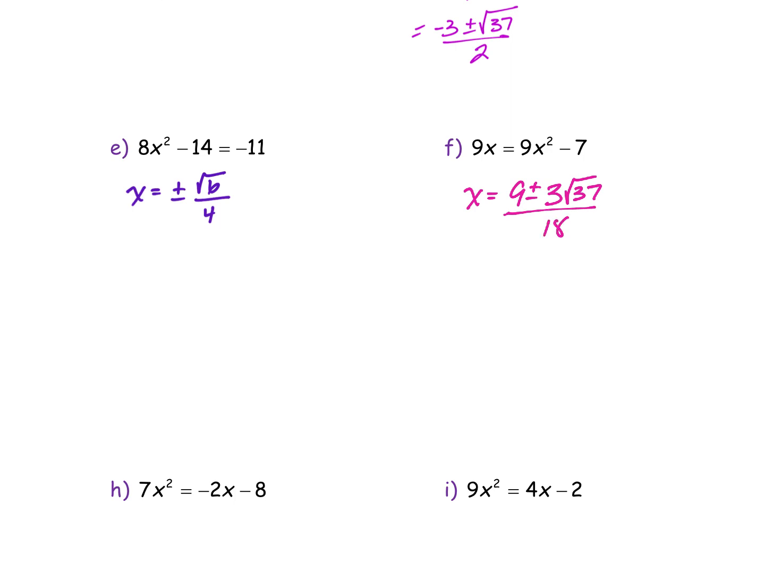I can simplify by dividing by 3, of course. So 3 plus or minus the square root of 37 divided by 3 goes into 18, 6. There we go. Okay. I don't know why I didn't finish that one.